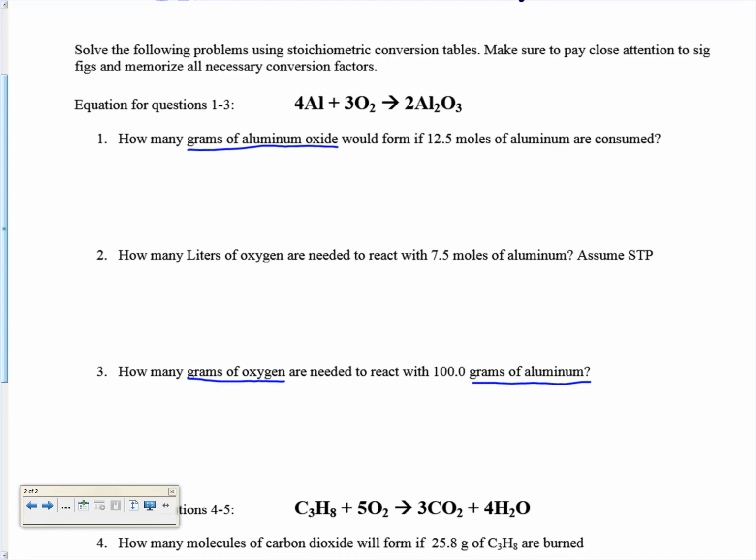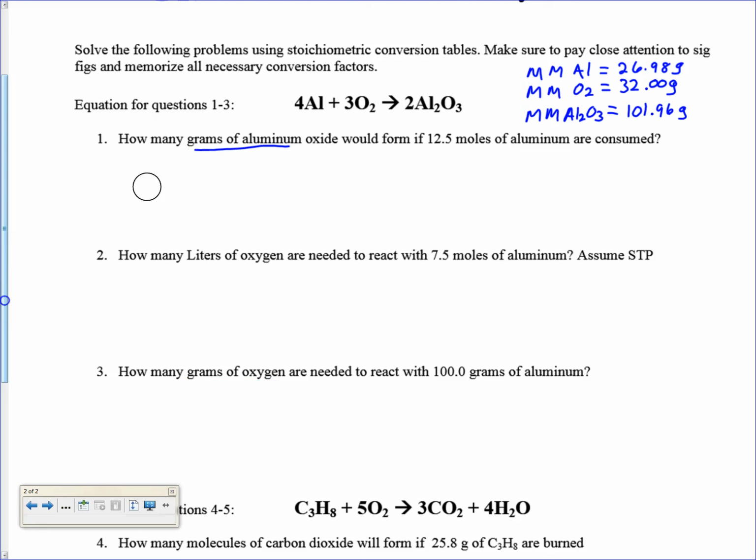So if you look it up on the periodic table, you can find that the molar mass of aluminum is equal to 26.98 grams. The molar mass of oxygen is equal to 32.00 grams. And the molar mass of aluminum oxide is equal to 101.96. Alright, so we will use those numbers in our calculations, and it's just kind of handy to have those figured out ahead of time, and so then we can put away our periodic table until we get to the next set of problems.